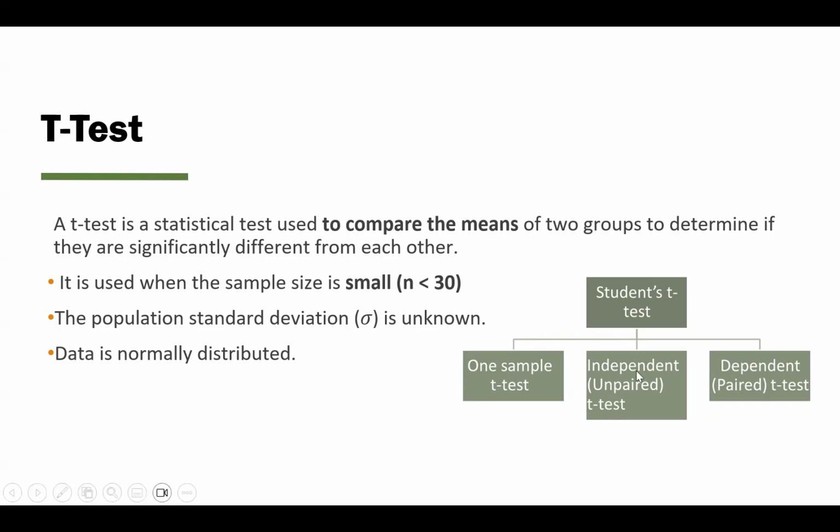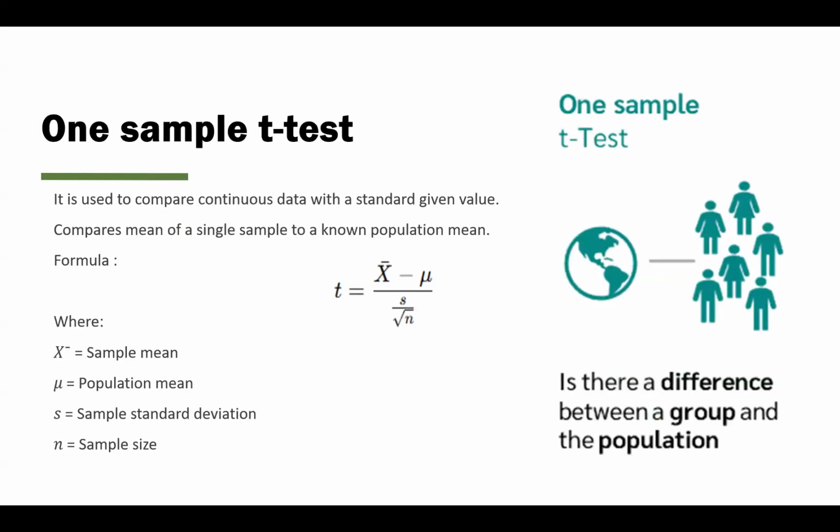Now we have three types of t-test: one sample t-test, independent or unpaired t-test, and dependent or paired t-test. In this presentation, I'm going to focus on the one sample t-test. A one sample t-test is used to compare continuous data with a standard given value. It compares the mean of a single sample to a known population mean. The formula for the t statistic is x bar minus mu divided by s divided by the square root of n, where x bar is the sample mean, mu is the population mean, s is the sample standard deviation, and n is the sample size.